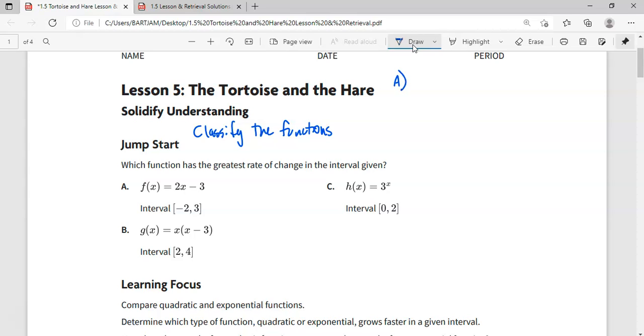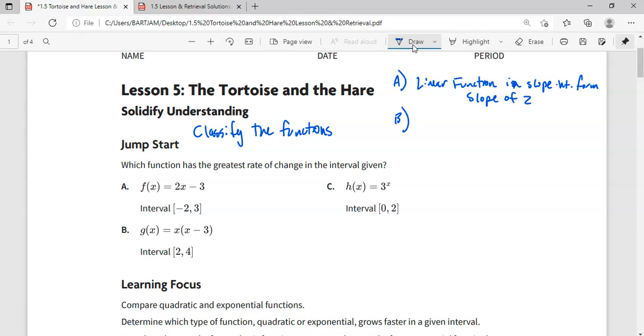In terms of classifying, function A, f of x, is a linear function. And we know this is a linear function because it's in slope-intercept form, where we have a slope of 2.